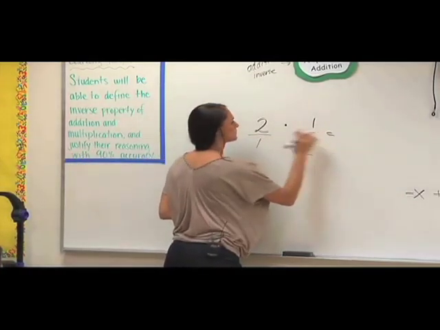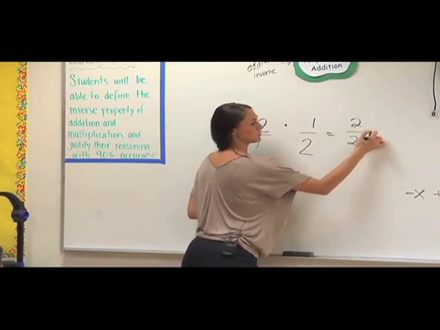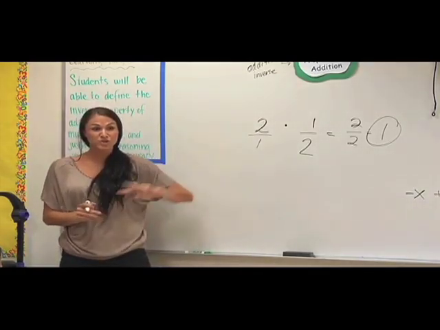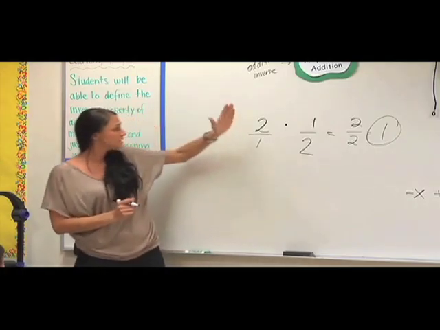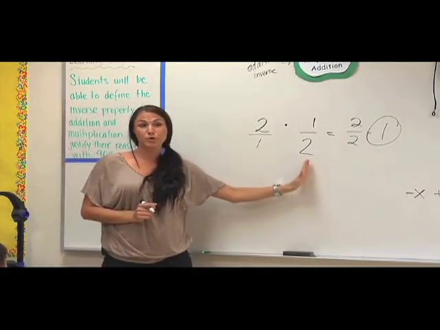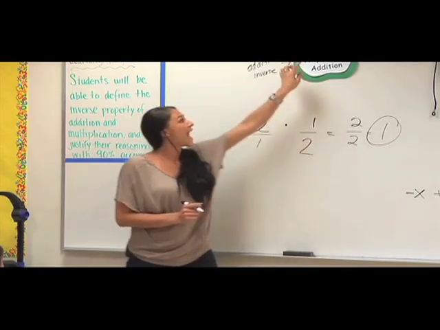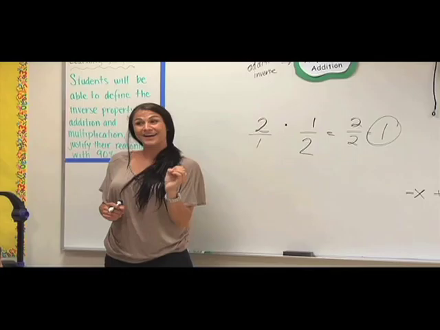Okay, so what's the inverse of 2 or 2 over 1? Let's see. 2 over 2 equals 1. Okay, you're using the reciprocal. And that inverse property of multiplication says if you take a number and you multiply it by its reciprocal or its inverse, you will always get 1. With the additive inverse, we always got 0.